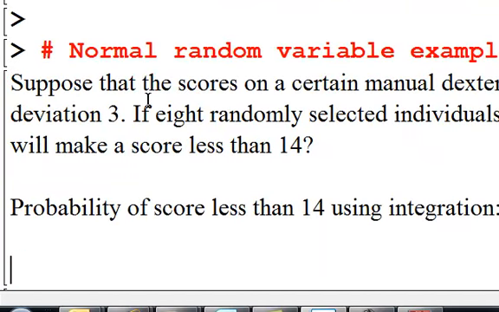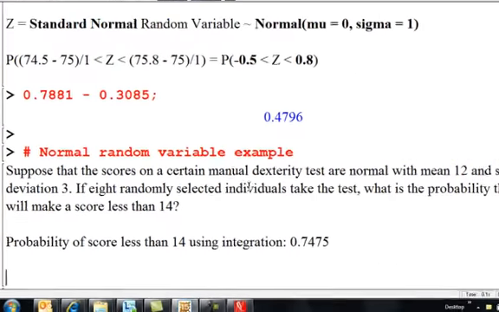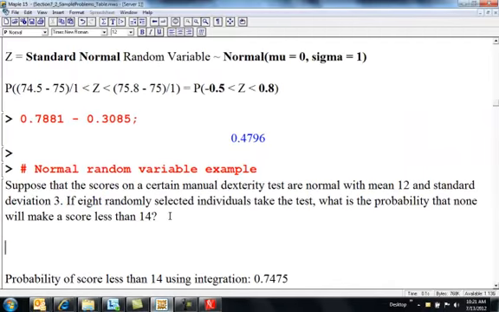Suppose scores on a dexterity test have a mean of 12 and a standard deviation of 3. So x equals dexterity scores, they're normal with a mean of 12 and a sigma of 3. Okay, great.